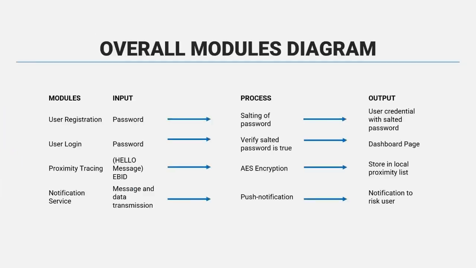The modules in the diagram are user registration, user login, proximity tracing, and also notification service, which includes the salting of password, verification that the salted password is true, AES encryption, and also push notification.